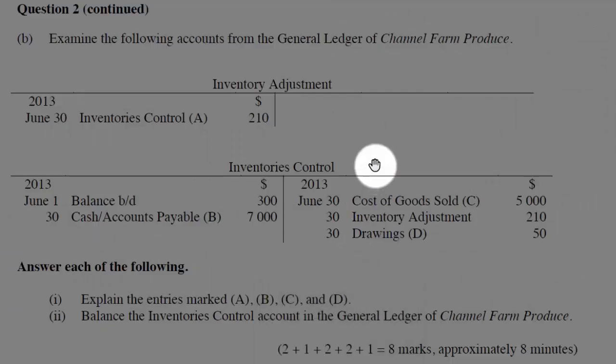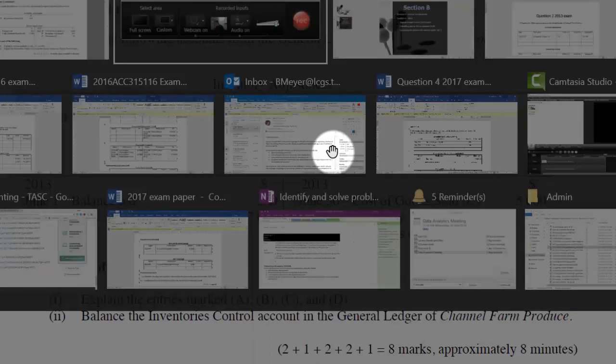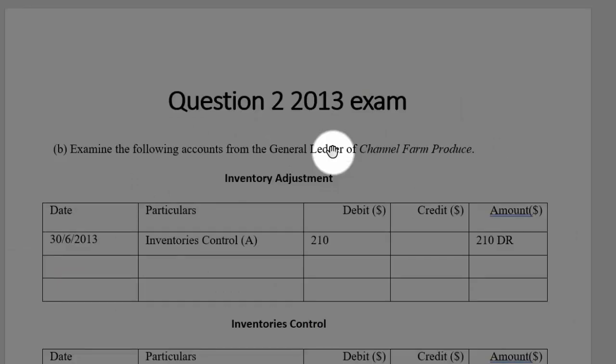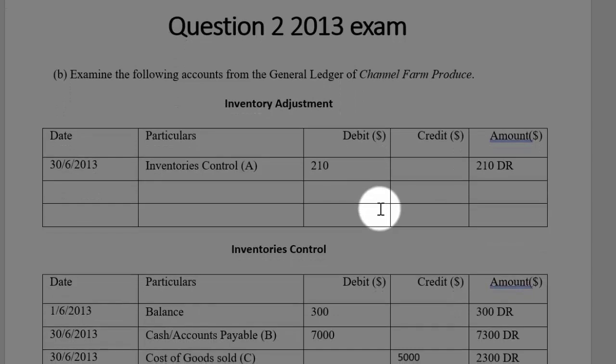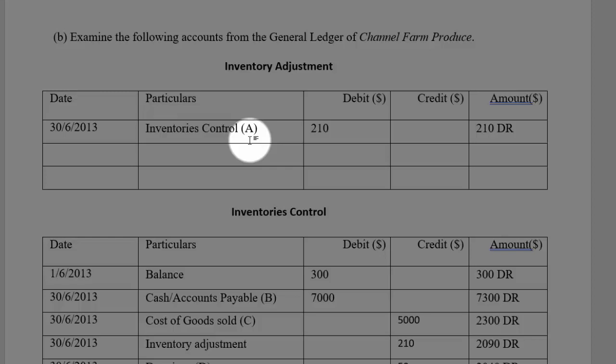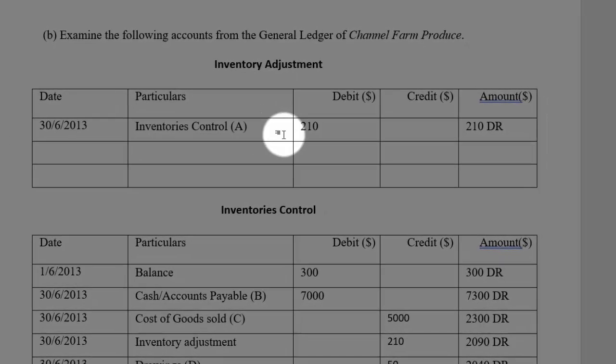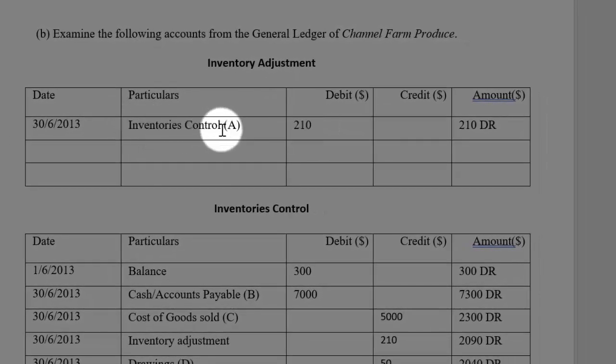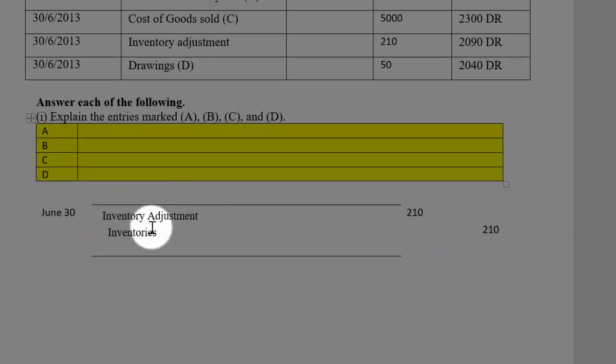This is what the actual exam paper looks like. It's not in columnar format, so what I've done is transferred that information using the columnar format. So there it is. So it's asking us to analyze these transactions or these entries and to work in reverse to see what transaction led to these entries being made in the inventory adjustment and inventory control account. The best way to look at it is to say, okay, the inventory adjustment account was debited for $210, and this other particular reference relates to the corresponding credit entry. So this is what would have happened down here below.